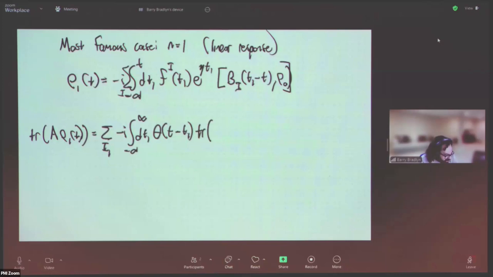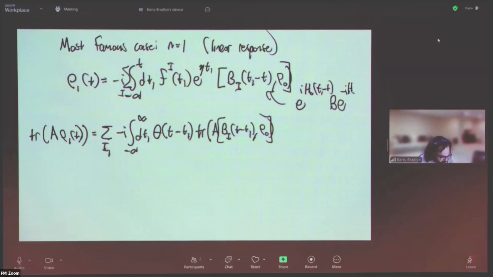And then I have the trace of A with e to the I t minus t1, commutator with rho naught. And I should say, this time dependence here means time dependence evaluated with respect to h naught. And our convergence factor. Our perturbation.